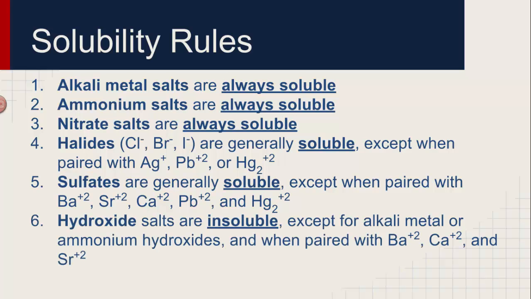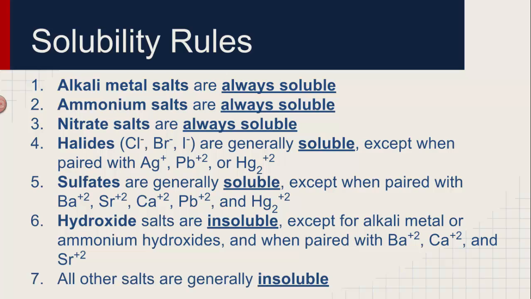Hydroxide salts, anything that's a hydroxide will be insoluble unless it's with an alkali metal, obviously, because all alkali metal salts are soluble. And if it's with ammonium, it'll be soluble. But if it's with barium, calcium, or strontium, it'll also be soluble. It'll dissolve. Okay? Anything else you can consider to be not soluble. All right, so write these down in your notebook because we're going to apply them to the examples we just did to figure out if we in fact have double displacement reactions and what the physical states of our products should be.